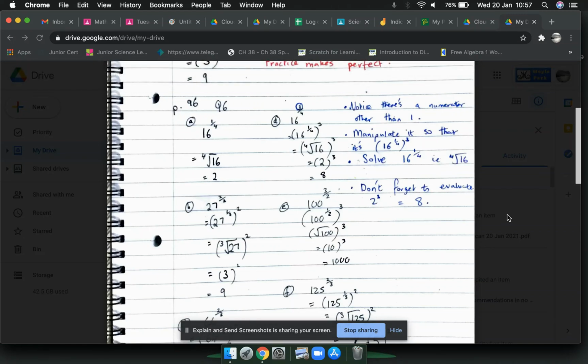We have all the solutions here to question 6, and I'm going to skip on to the next page, to question 7, where you can take out your copybooks and correct what you've done. I'm just going to quickly go through a sample of these questions here.